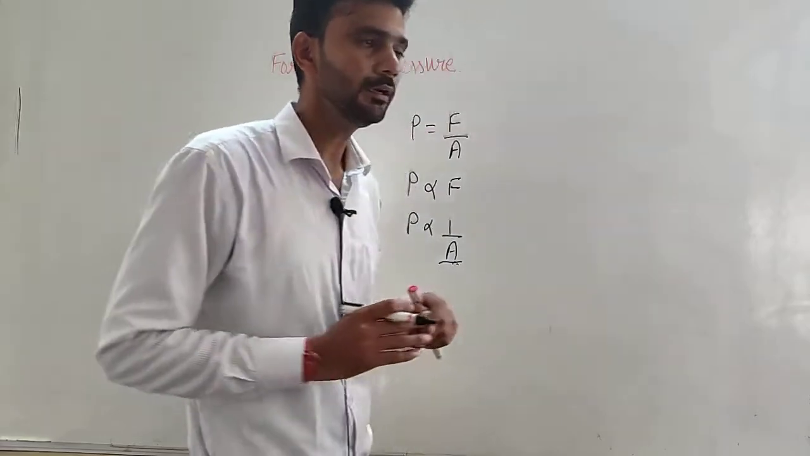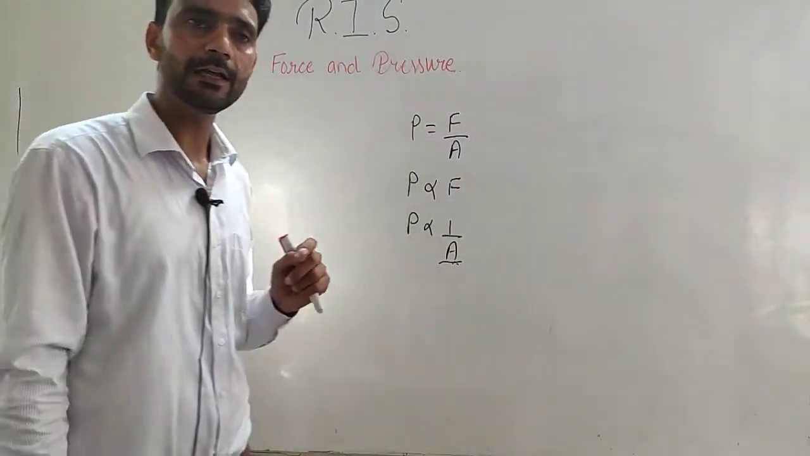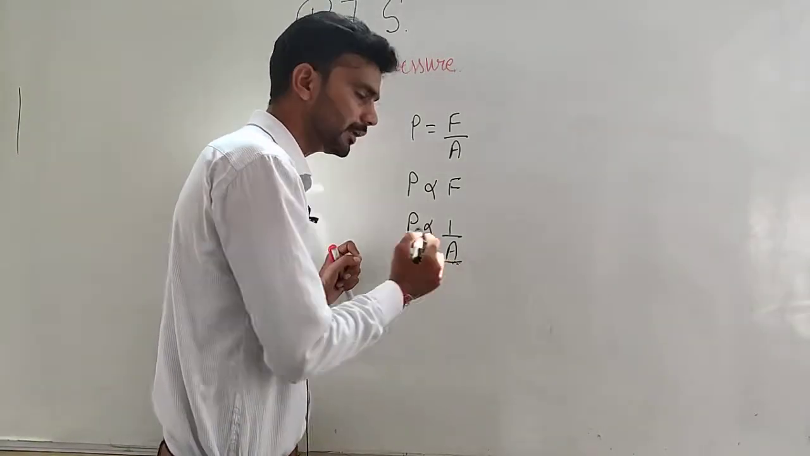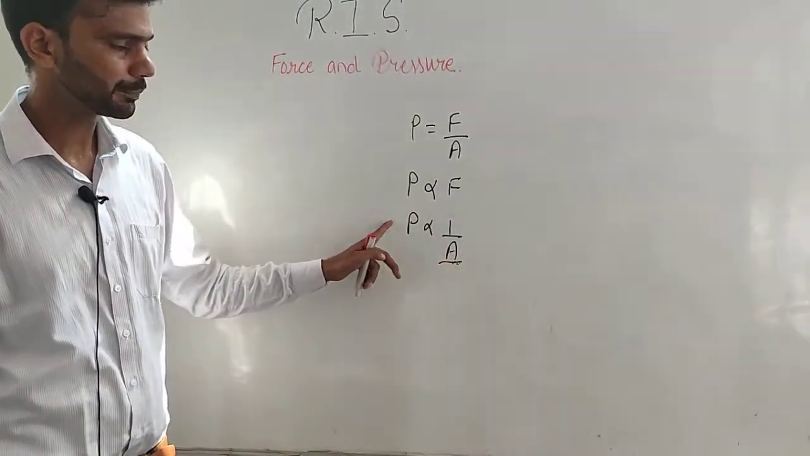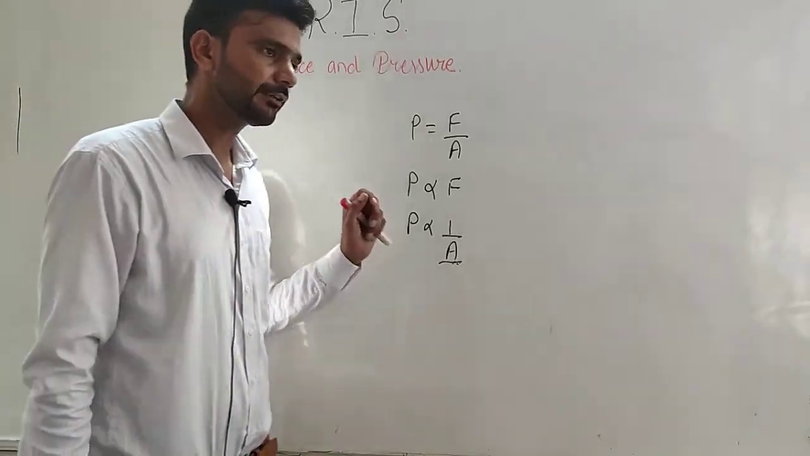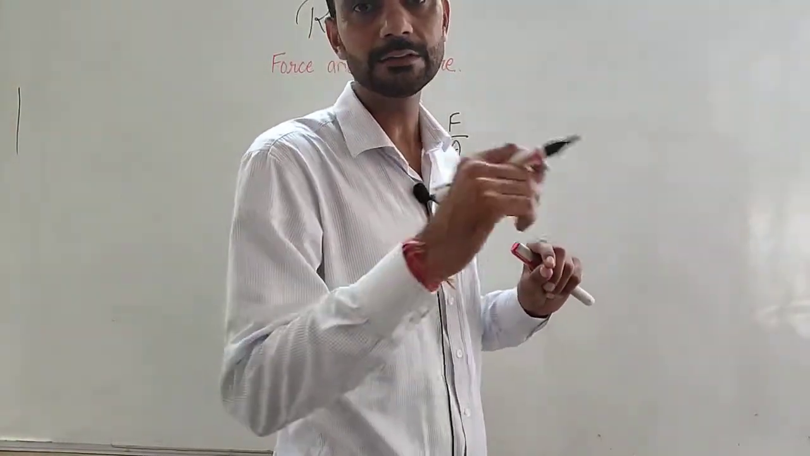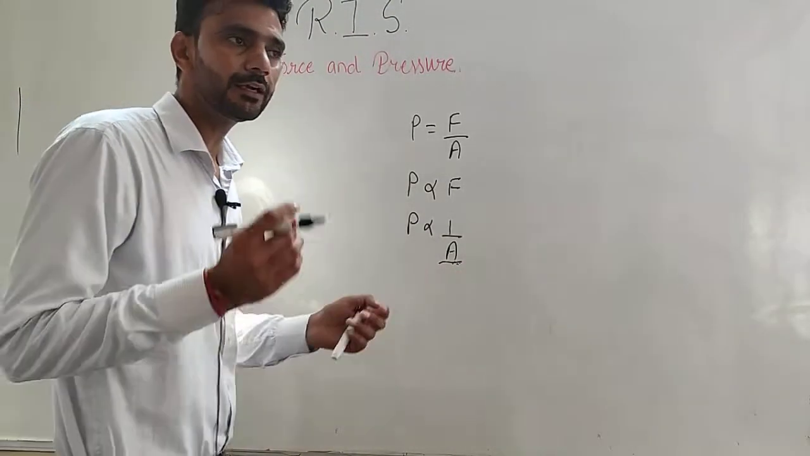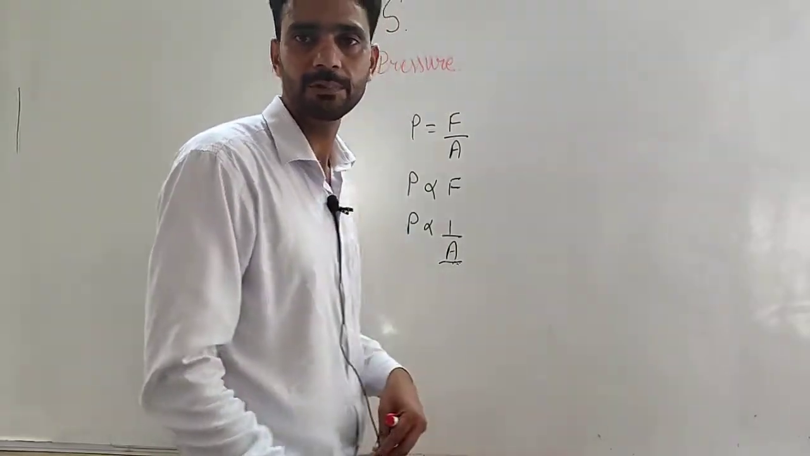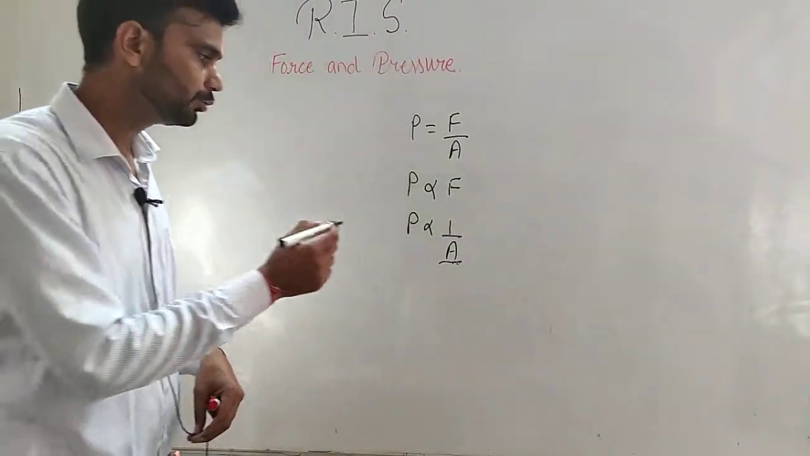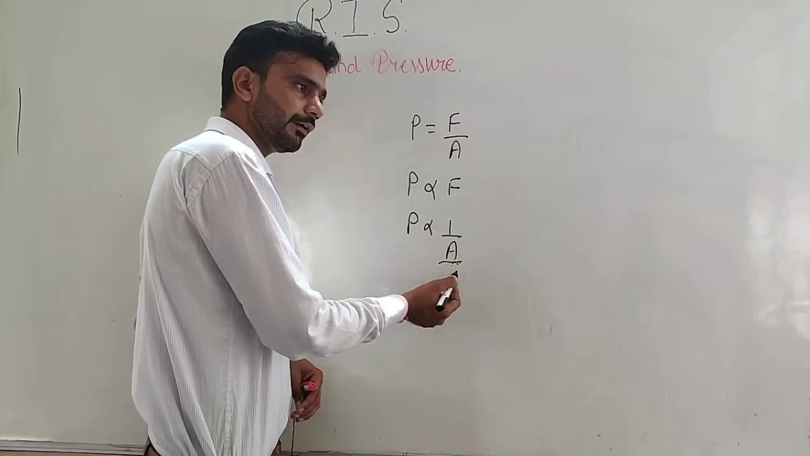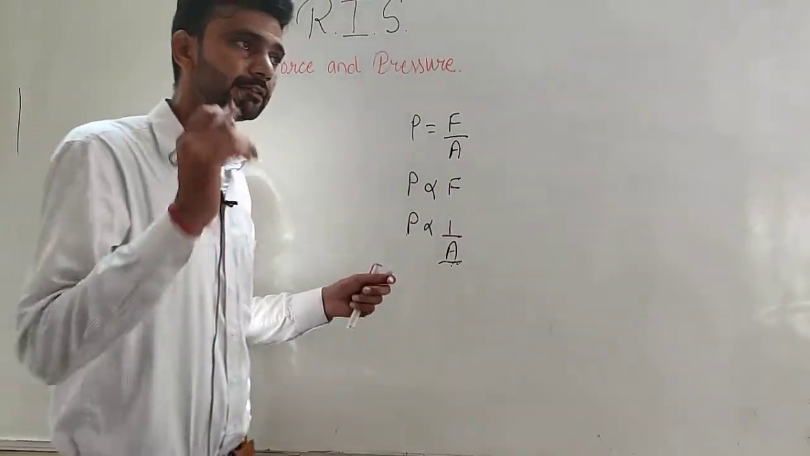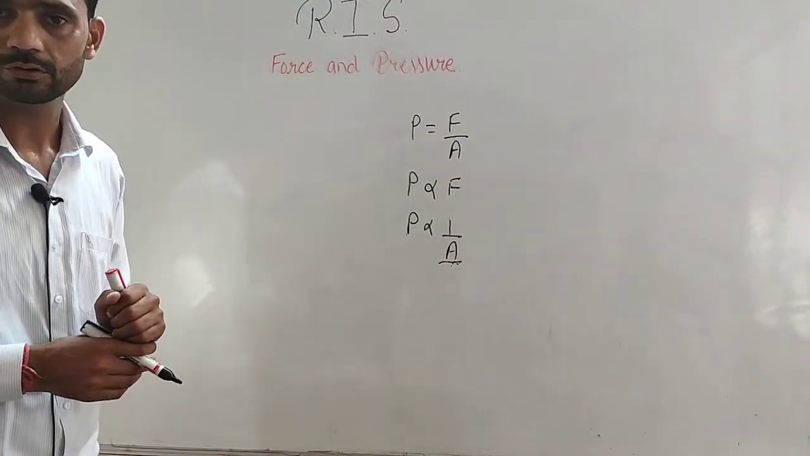One more example, why the tip of the needle is sharp? The tip of the needle is sharp to reduce the area. When area will reduce, the pressure will increase, and when pressure will increase, the needle will easily enter into the clothes. Same, why the tip of the iron nail is sharp? Because to reduce the area, and when area will reduce, the pressure will increase, and when pressure will increase, then it is easily stuck into the walls.